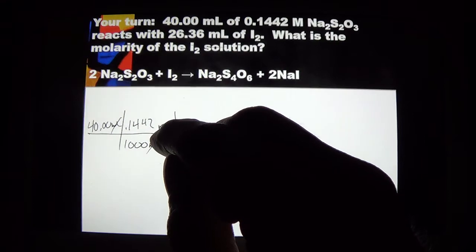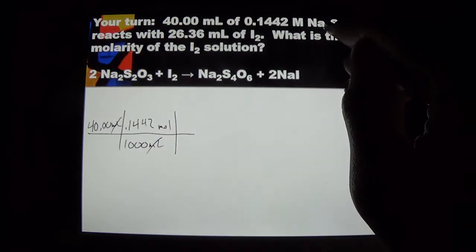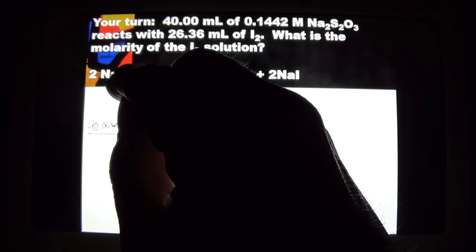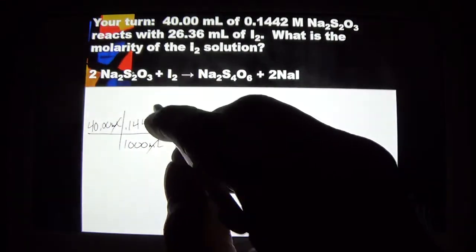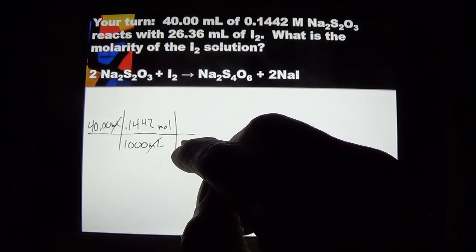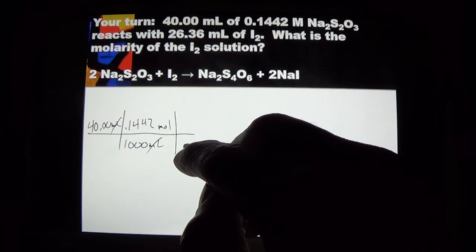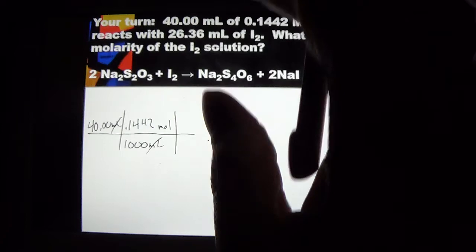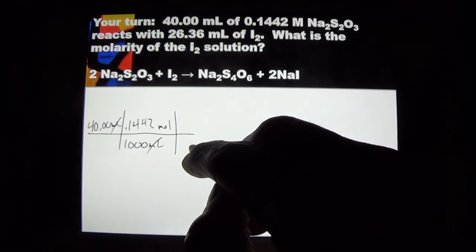I've got moles of sodium thiosulfate, and I do care about sodium thiosulfate, so there we go. It's a 1-to-1 ratio, so I'm not going to do anything there. Are you okay with that? I know I've said check your ratio, but I checked, it's a 1-to-1 ratio, so I really don't need to show that. So I'm going to move on.